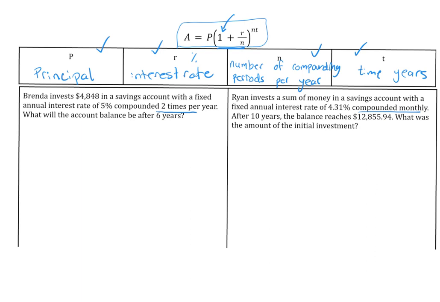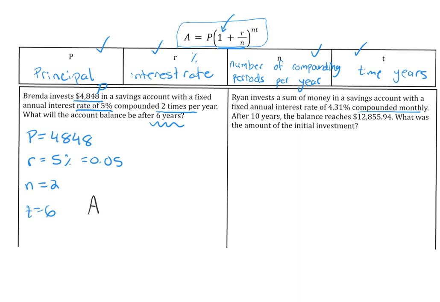So the first one, Brenda invests $4,848. That is your principal. In a savings account with a fixed annual interest rate, so I'm going to write this down. P is 4848, and then the interest rate is 5%, which is 0.05. And then compounded twice a year, that's your N. N is 2. And then how much is in the account after 6 years? So T is 6. So now just plug it into the formula.